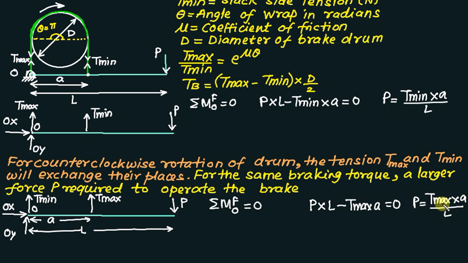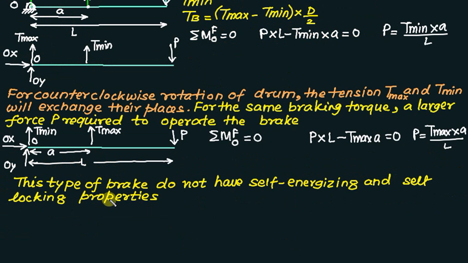If we compare this term and this term, you observe that the external force P is simply a function of T minimum in the first case, where the drum is rolling in a clockwise sense. In the second case, it is a function of T max, which is always greater than T minimum. So if the drum is rolled in an anti-clockwise direction, we require more force for the same braking torque. In the simple band brake, we do not have the condition of self-energizing as well as the self-locking property, so there is no question of self-locking and self-energization in the case of simple band brakes.